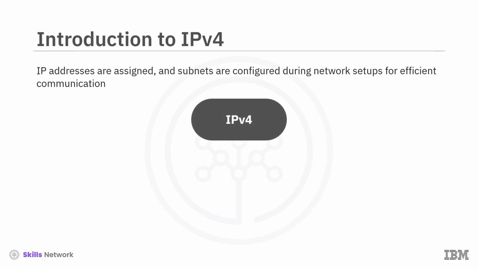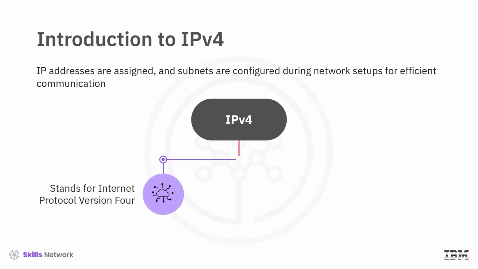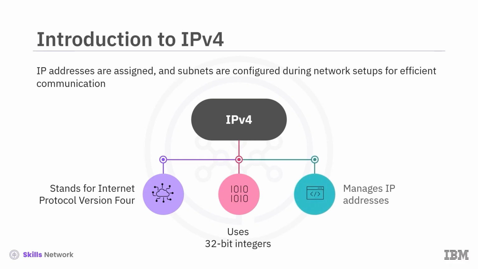In such cases, a 4-octet format is used by the IPv4 IP address along with Class A, B, C, D, and E networks. IP stands for Internet Protocol, and V4 stands for Version 4 or IPv4. IPv4 addresses are 32-bit integers expressed in decimal notation. For example, 192.0.2.126 is an IPv4 address. It helps manage IP addresses across different environments, such as home networks or large corporations.